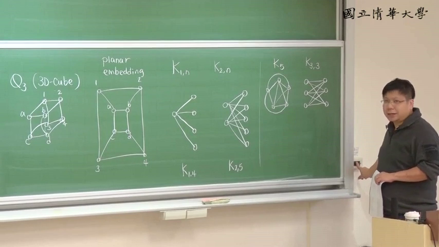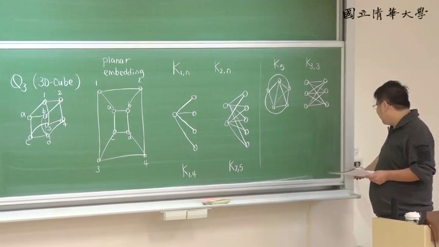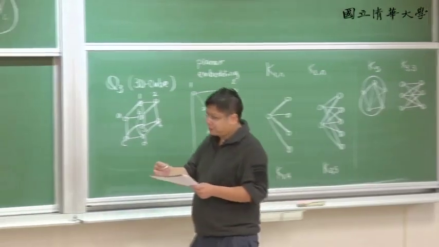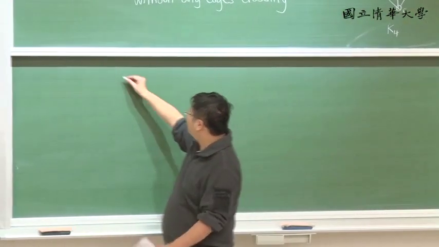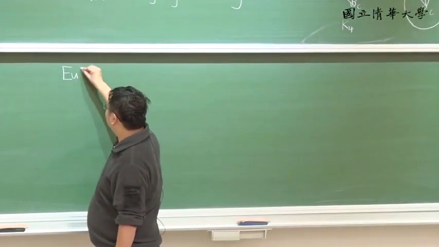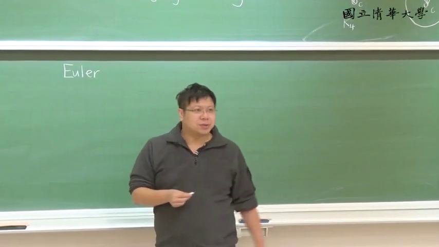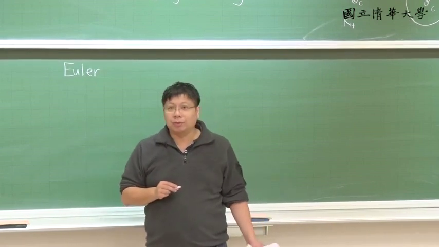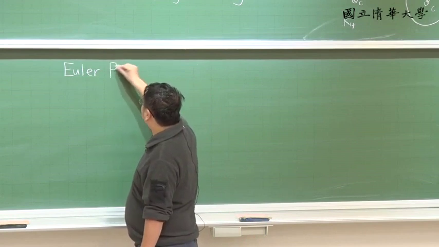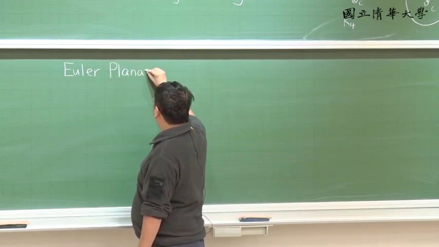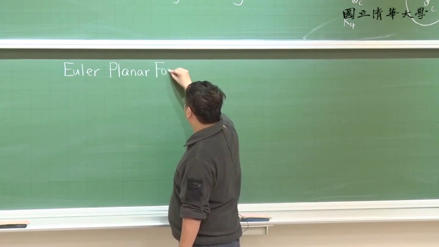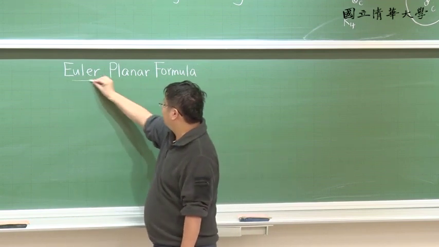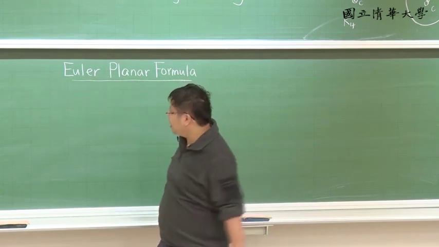Okay? So how do we show these results? We are going to introduce an Euler formula. So we have something called the Euler planar formula. Euler is very clever. He has observed that for any planar graph, there must be something that it has to obey. So I will talk about this soon. But let me define some concepts.